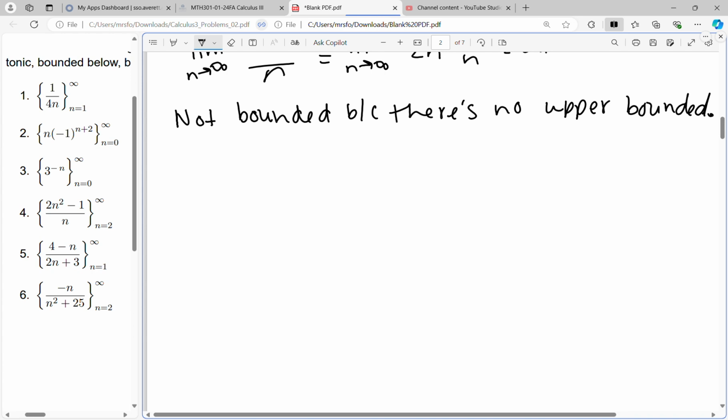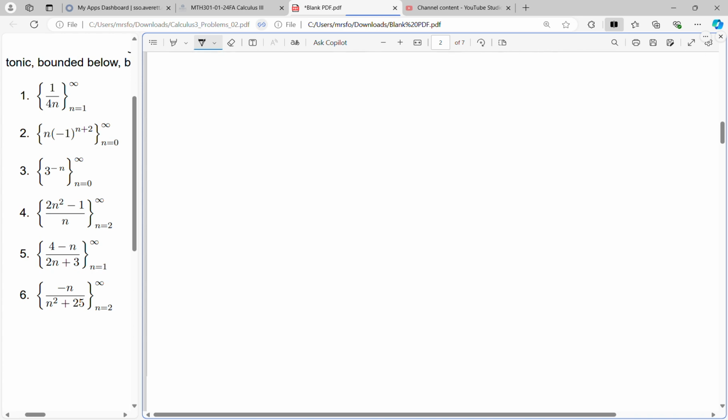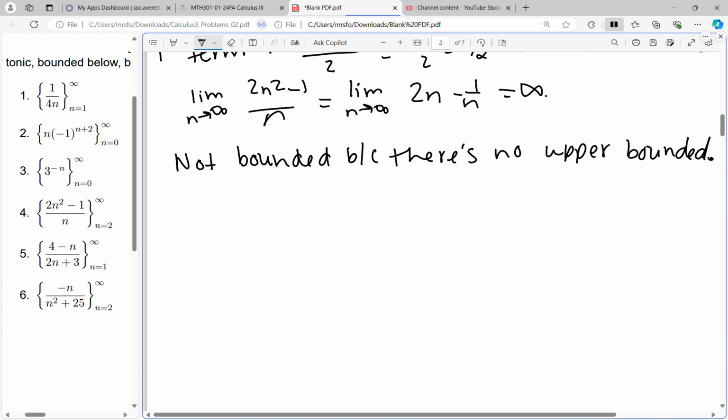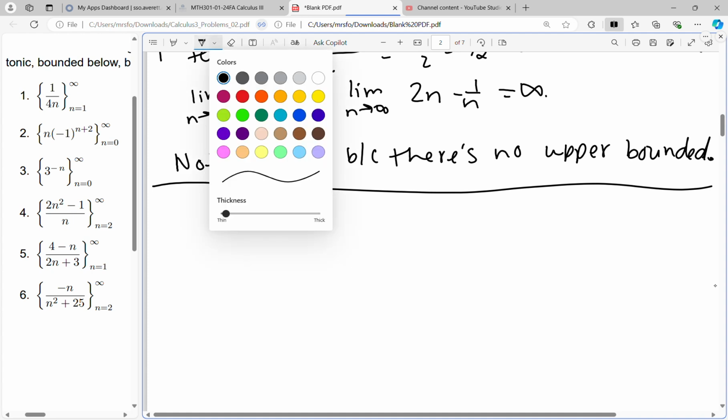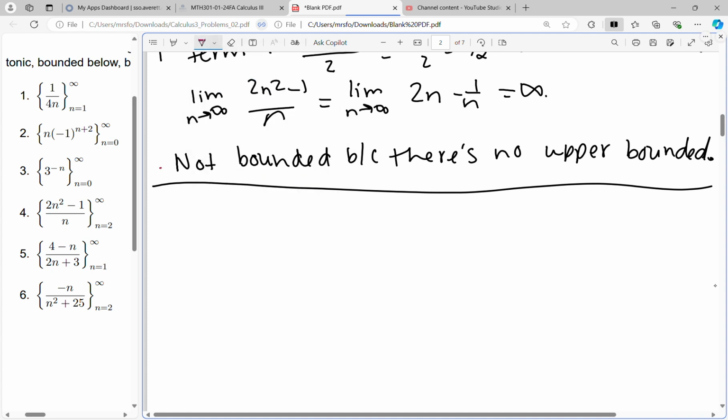Now number 5. I think I can fit number 5 here. I'll do it in a different color to help differentiate. I'm sorry that my voice is starting to go, but we'll get through this. Only 2 more problems. So number 5, we have (4 minus n) divided by (2n plus 3).